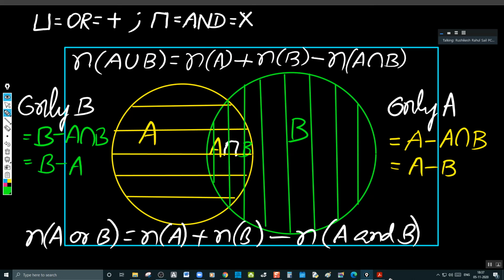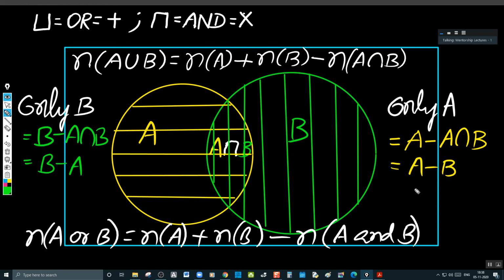Sir, so when we subtract B minus A, some extra part of A is left. We have to not consider that part, no? Yes, sir. So these are the symbols further used. You have to understand that.